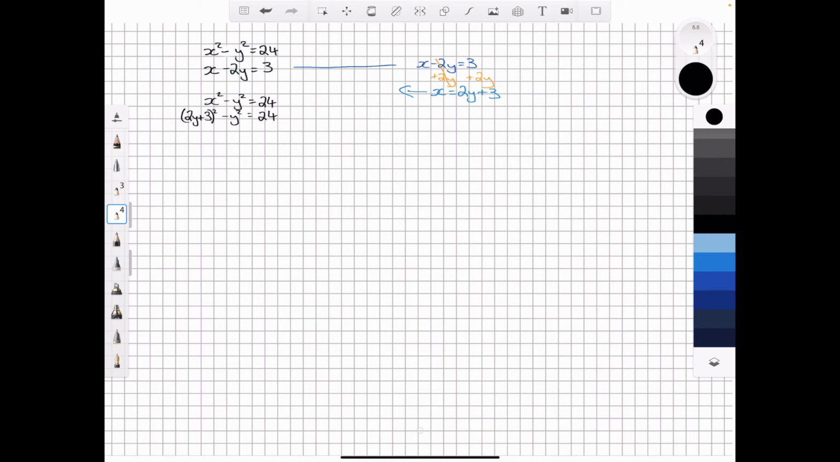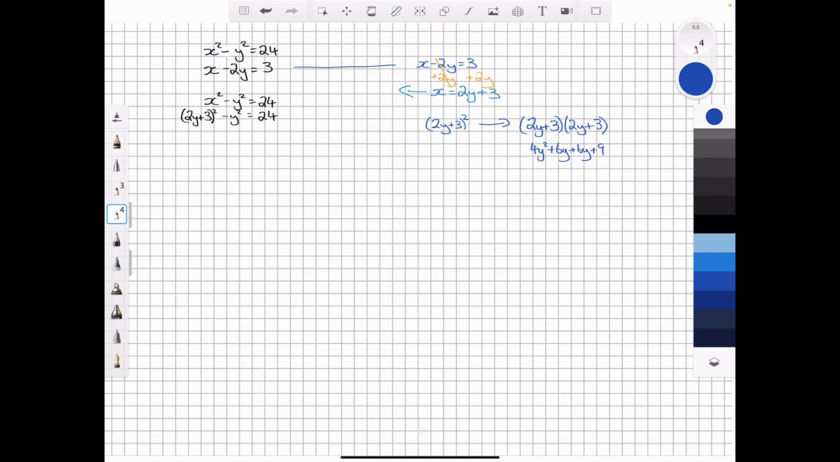Now I'm going to go back across, and I am going to find out what 2y plus 3 squared is. And I'll just do it over here on the right. Here, keep some space. 2y plus 3 multiplied by 2y plus 3. So 2y multiplied by 2y is 4y squared. 2y multiplied by 3 is 6y. That's plus 6y. Plus 3 multiplied by 2y is plus 6y. And then 3 multiplied by 3 is 9.